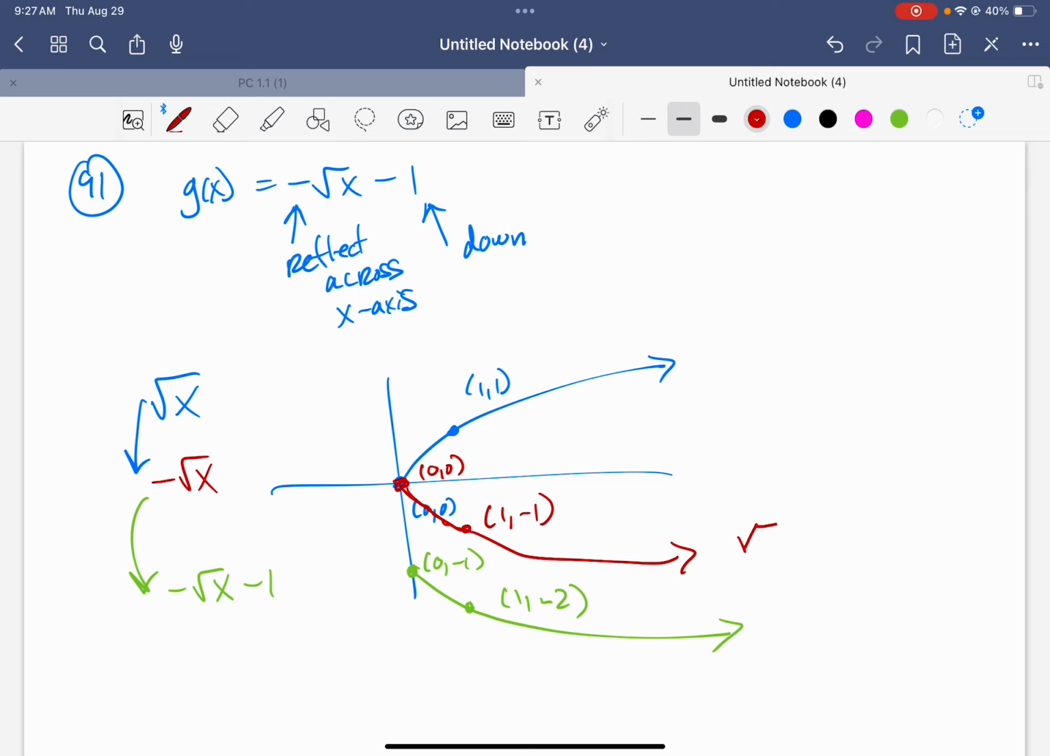So here's this function, here is this function, and there's the original.